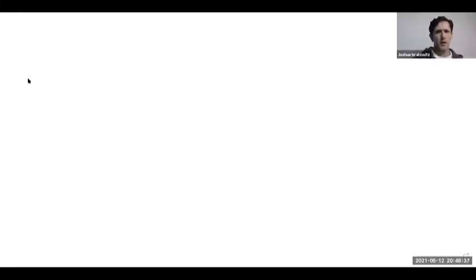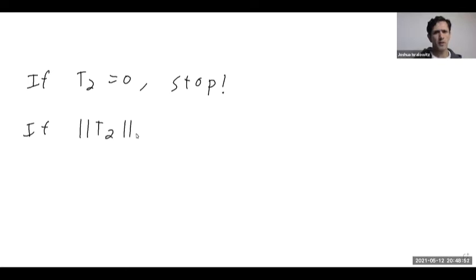Okay, so if T2 is just the zero operator, then we stop. If T2 is not the zero operator, then all we're going to do is repeat the arguments we basically had before.